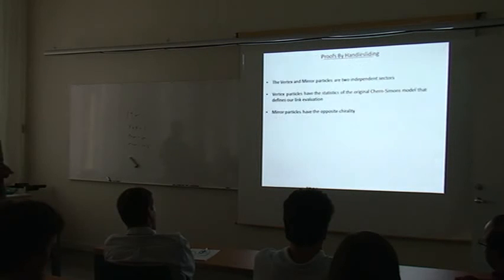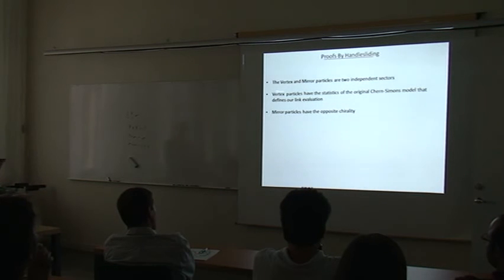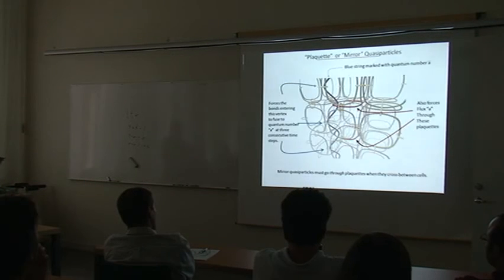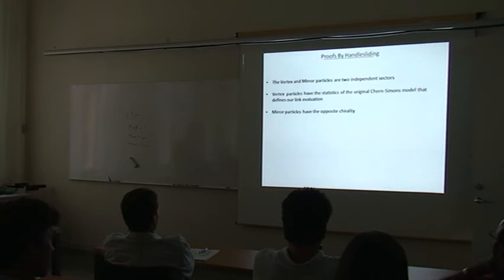All right. So by handle sliding, you can show a couple of different things. I call these things mirror quasiparticles. So the vertex quasiparticles and the mirror quasiparticles are two independent sectors. You can show the vertex particles have the statistics of the original Chern-Simons model, and the mirror particles have the opposite chirality. So let me start by showing the first thing.